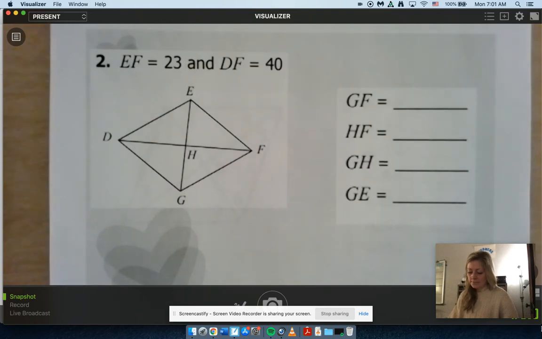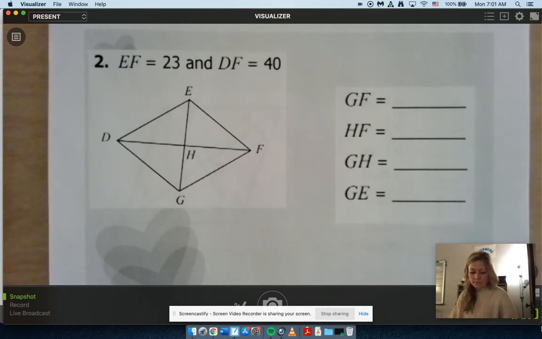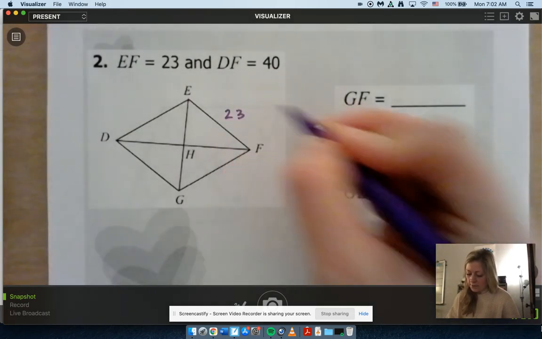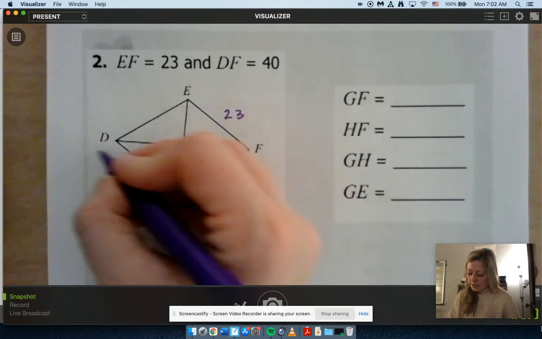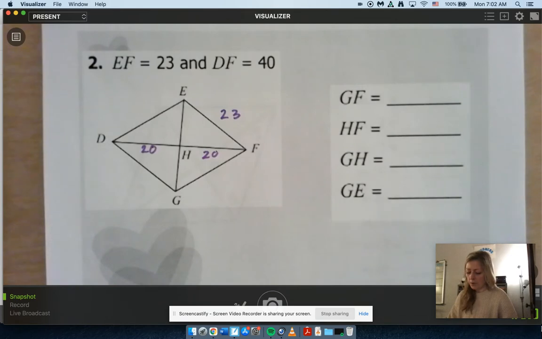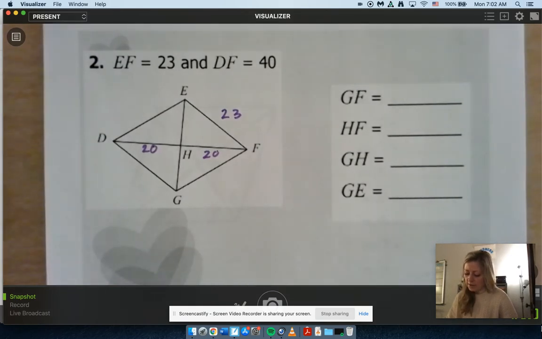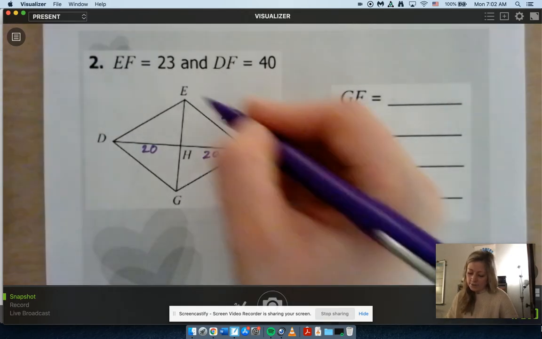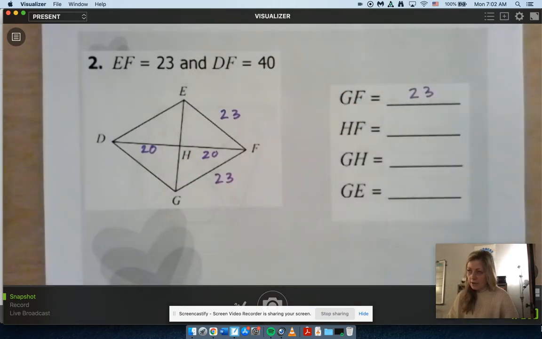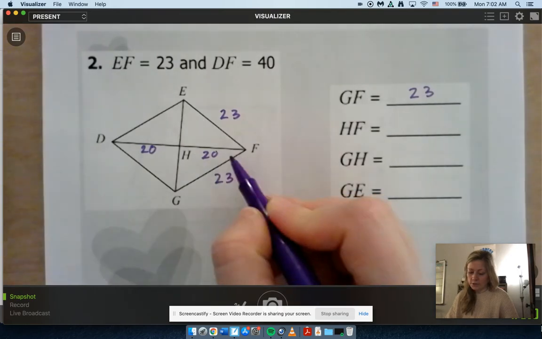Okay. Another one. Here we go. EF is 23. DF, this whole thing is 40. So we'll split it in half to make our lives easier and see what happens there. Okay, GF is just a side, so it's the same as EF, so it's a 23. HF, we already labeled as 20 because it's half our diagonal, which was 40.